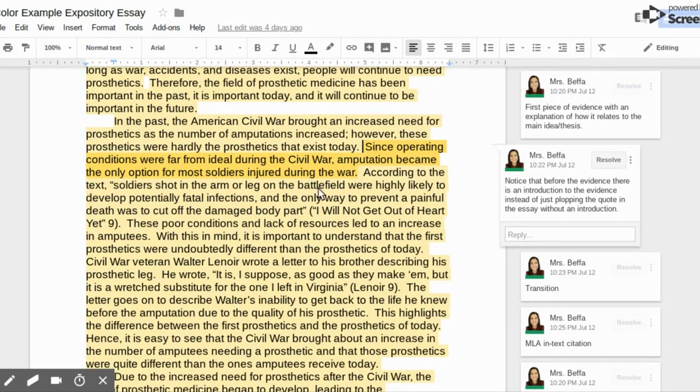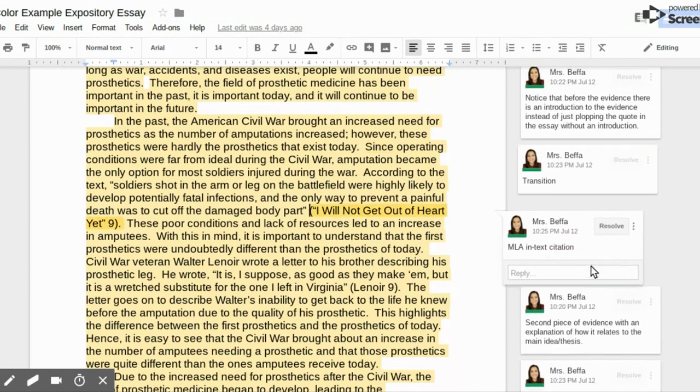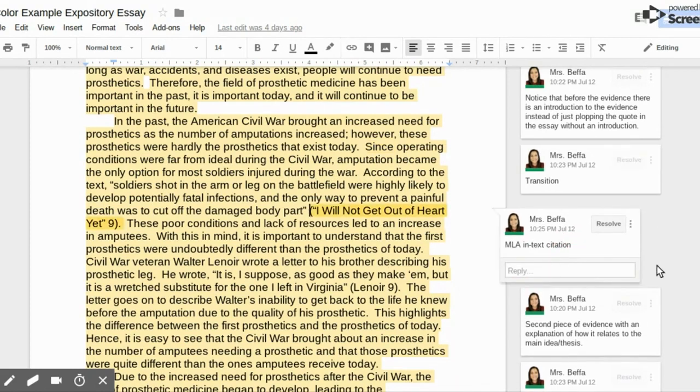Notice that before I go into my evidence, though, I sort of introduce it. I don't just plop the quote into the middle of my essay. I use a transition again, basically, that says, since operating conditions were far from ideal during the Civil War, amputation became the only option for most soldiers. So I wrote a little bit about the quote that I was about to give before I gave the quote. And again, my in-text citation.